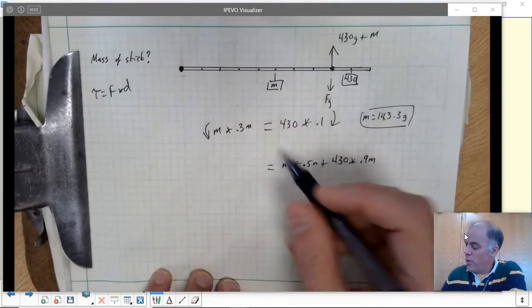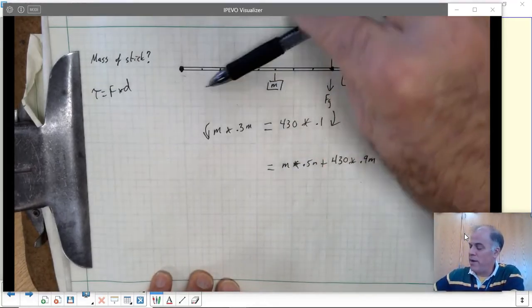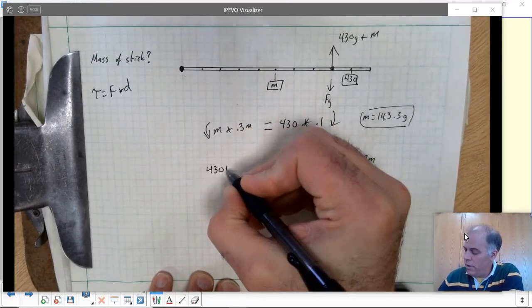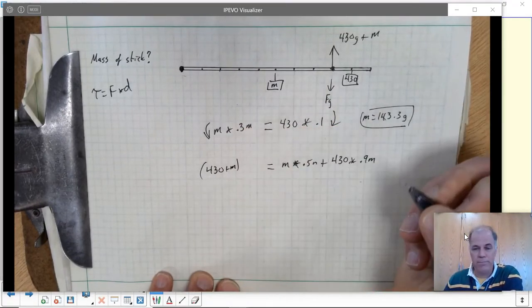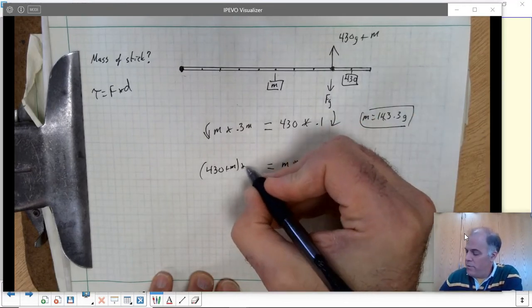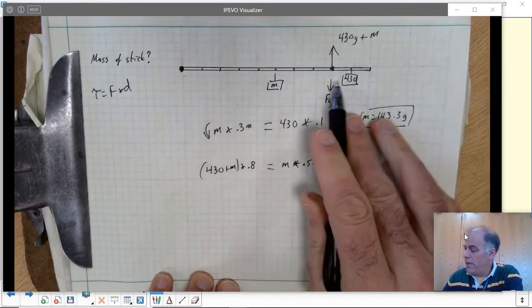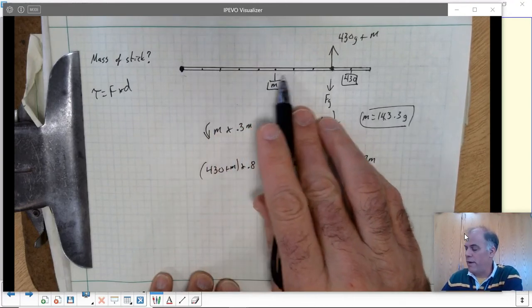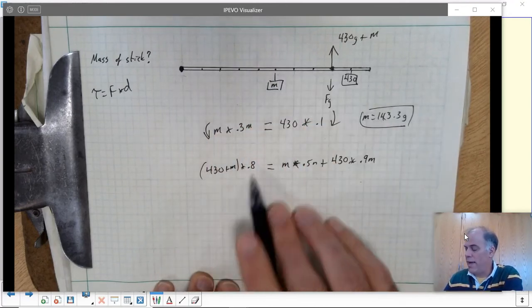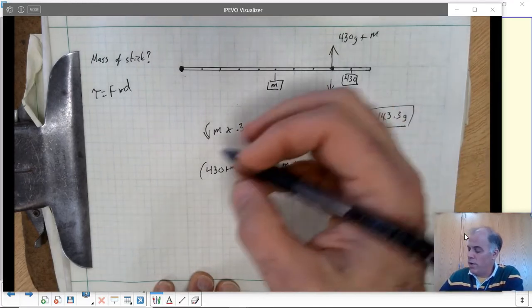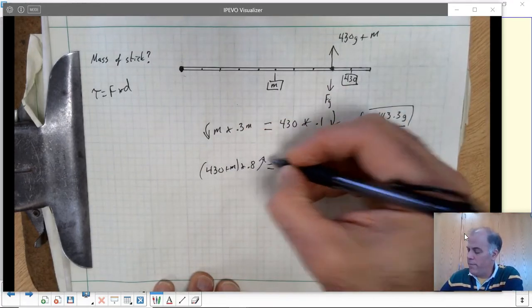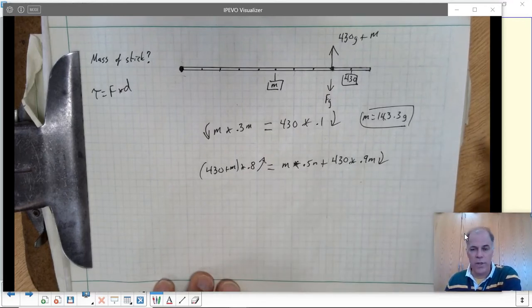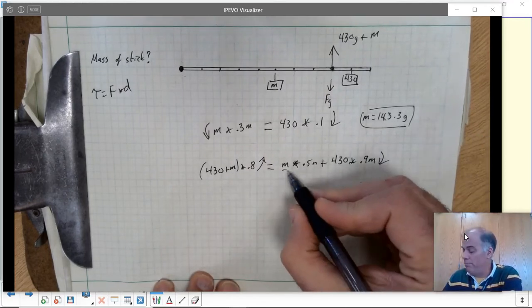Anyway, so that means that the torque trying to make it rise is 430 plus M times 0.8 meters, because it's 8 holes out from our imaginary pivot point. 1, 2, 3, 4, 5, 6, 7, 8. So that's the torque that's trying to make it go up. This is the torque that's trying to make it come down, and they have to be equal to each other. And now we just solve for M.